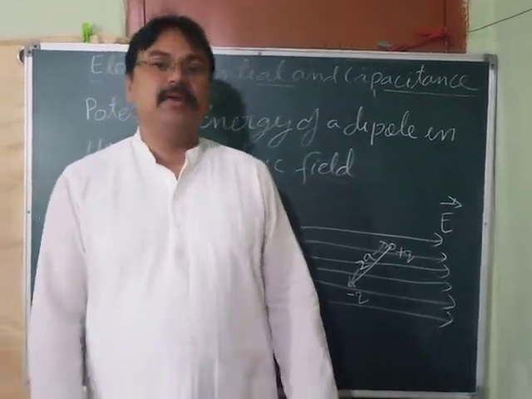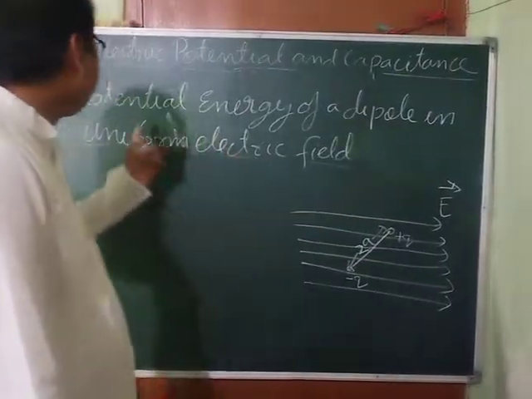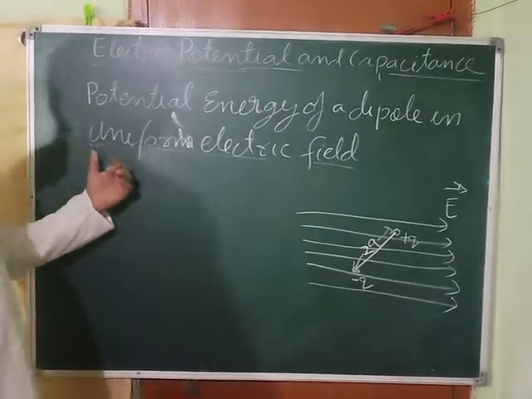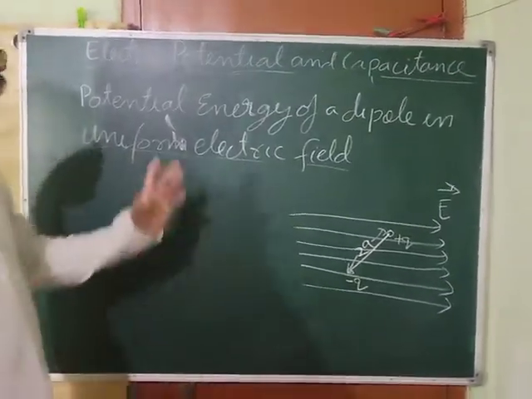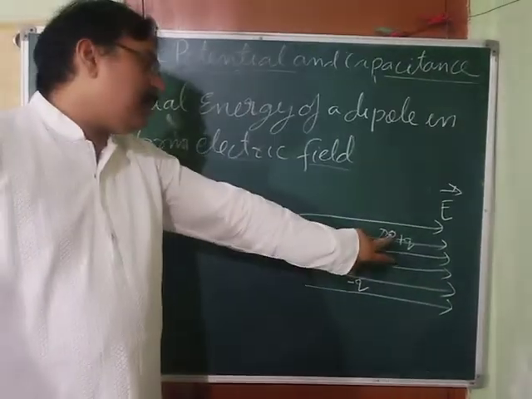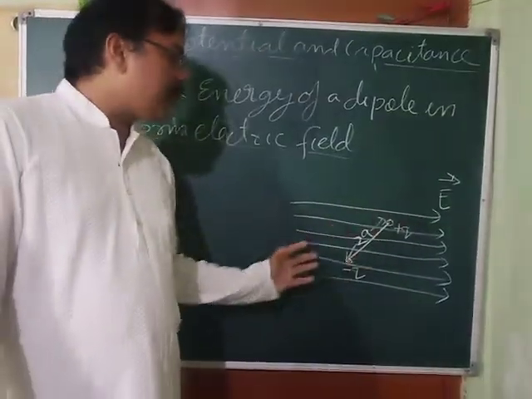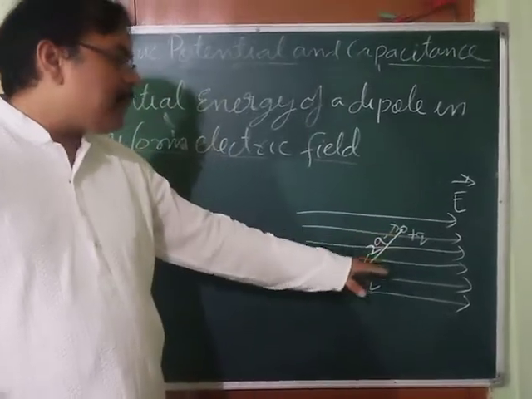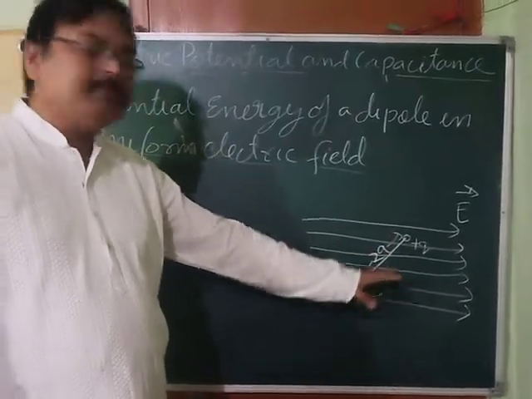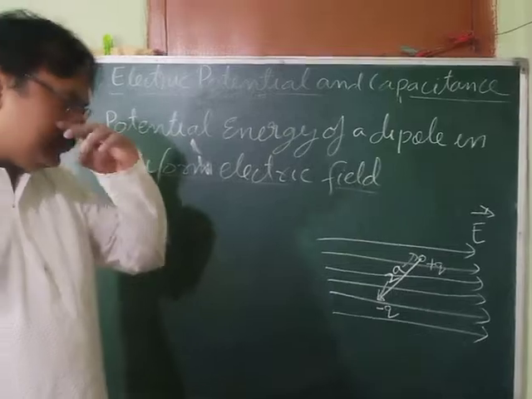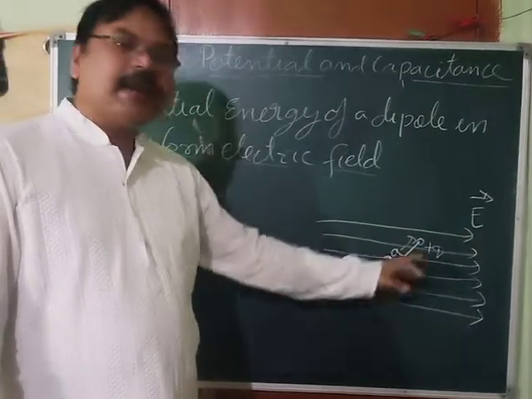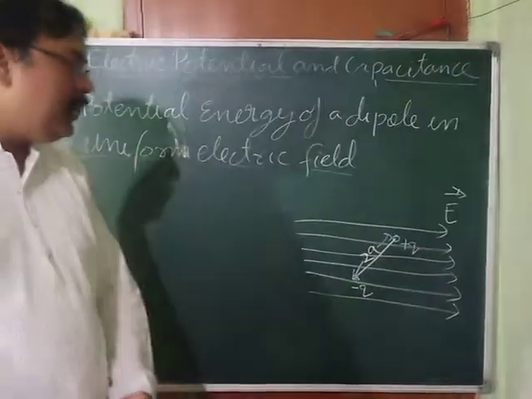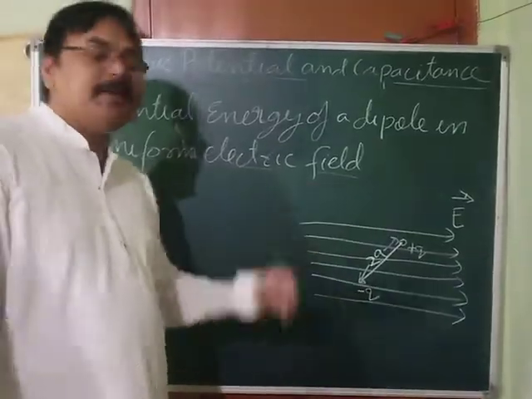So today's topic is potential energy of a dipole in a uniform electric field. We are going to place an electric dipole in a uniform electric field. See, this region has a uniform electric field because these are parallel and equispaced electric field lines. Here we have placed an electric dipole. You can see this is the negative charge, this is the positive charge, and the separation is 2a. Now we have to find out the potential energy.